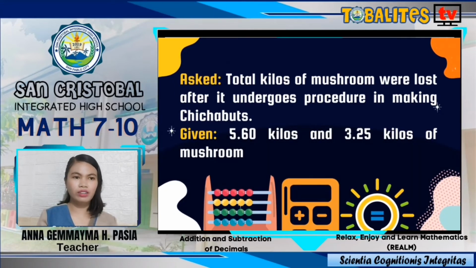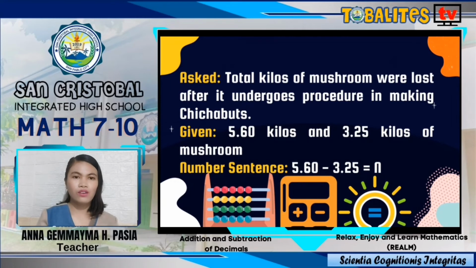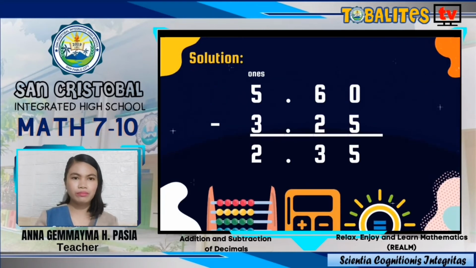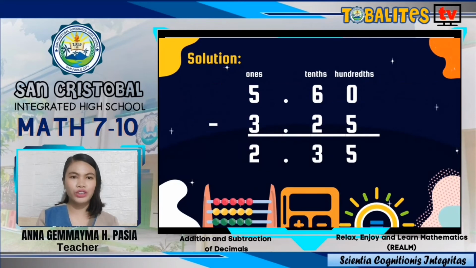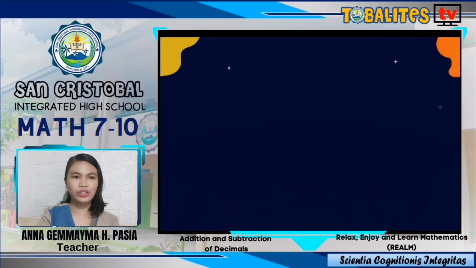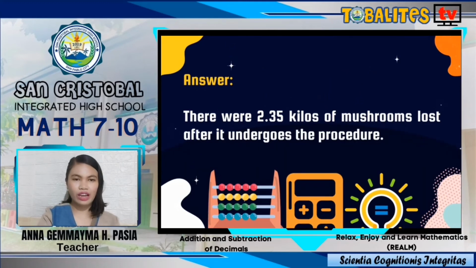The given are 5.60 kilos and 3.25 kilos of mushrooms. And for the number sentence, 5.60 minus 3.25 is equal to n. Now, let us solve the problem. Align the given vertically according to its place value. 5.60 minus 3.25 is equal to 2.35 kilos. Answer: there were 2.35 kilos of mushroom lost after it underwent the procedure.